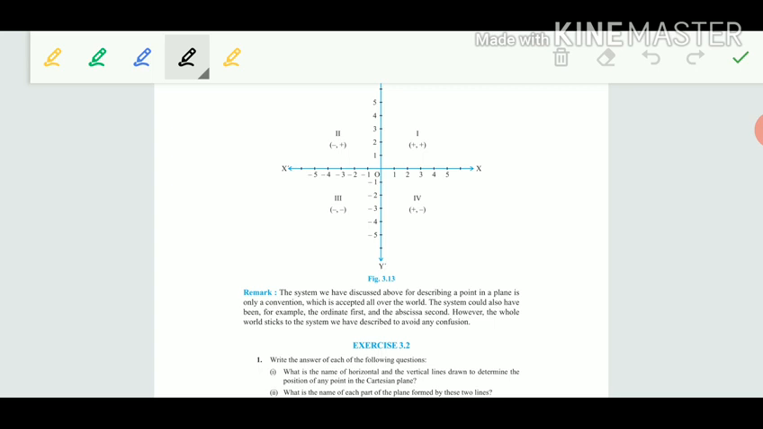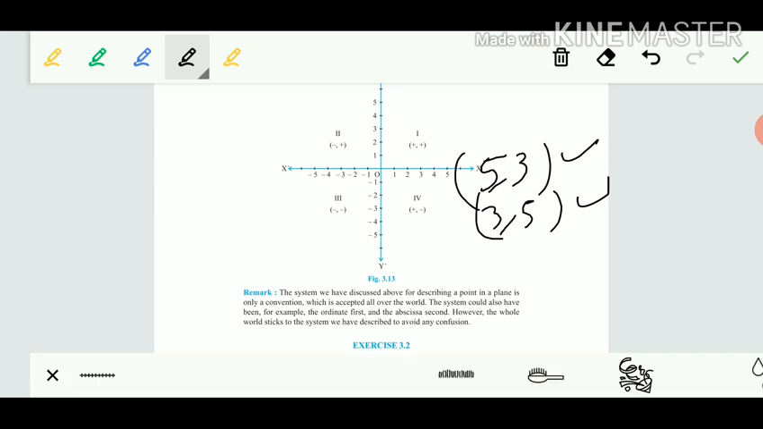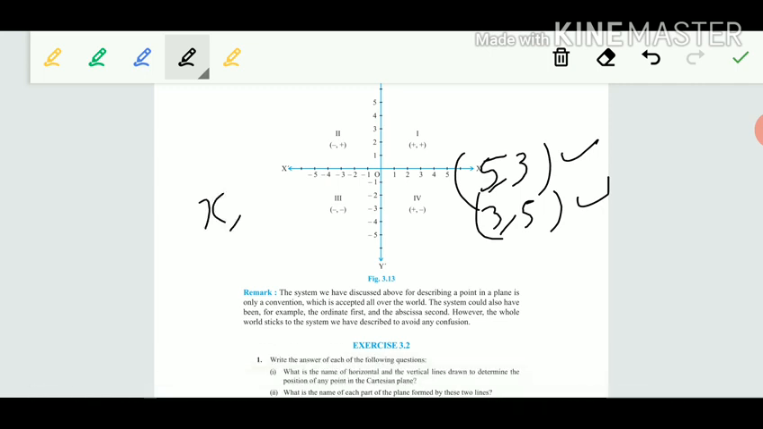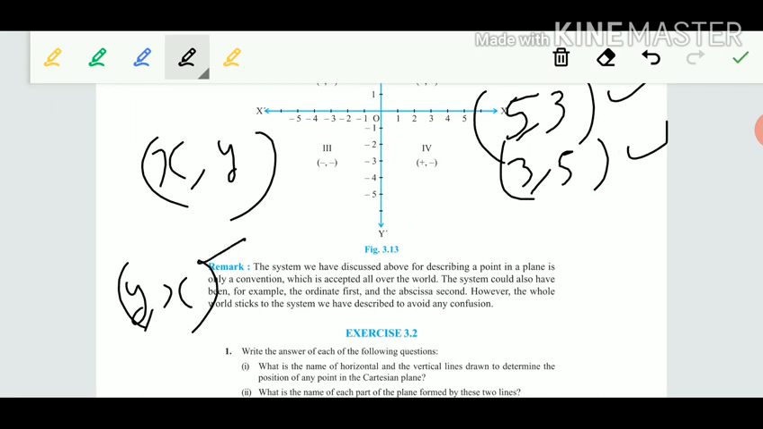Some students may be confused in this. Like in the first exercise we discussed, we can write the position of the lamp as 5 comma 3 or 3 comma 5, both are correct. Then why in the plane do we have to write the value of the x-axis first and the value of the y-axis second? Why can't we write the value of the y-axis first and the value of the x-axis second? We can write it, but the confusion is written in your book in the remarks.